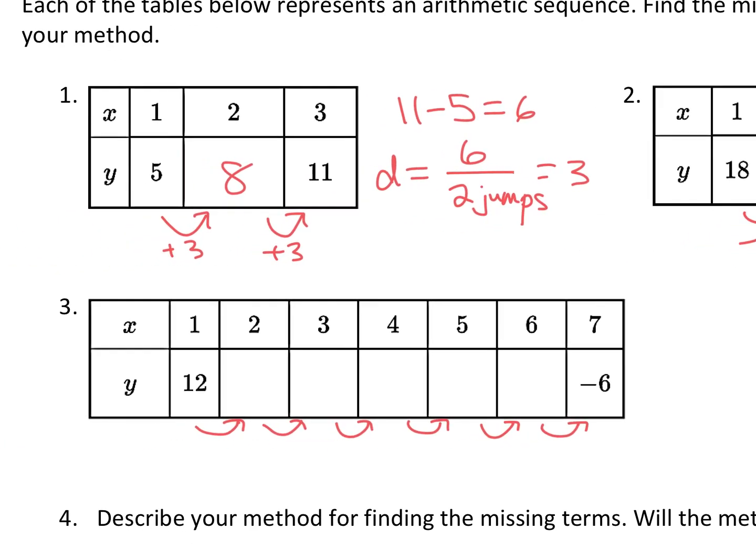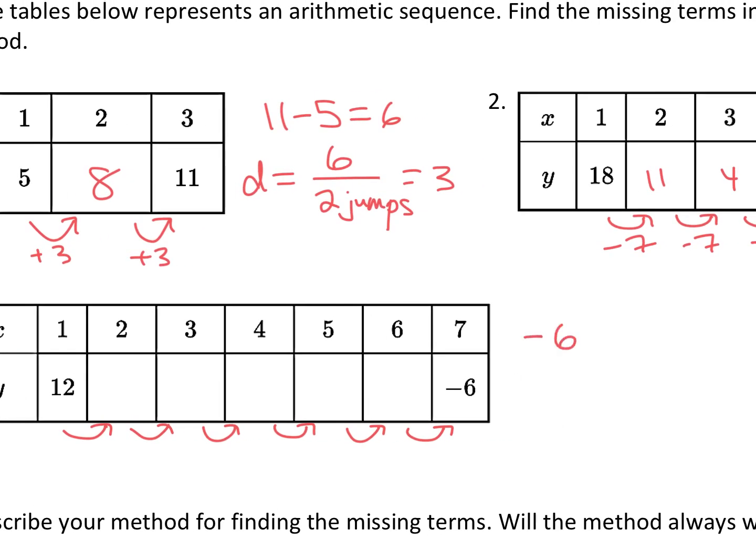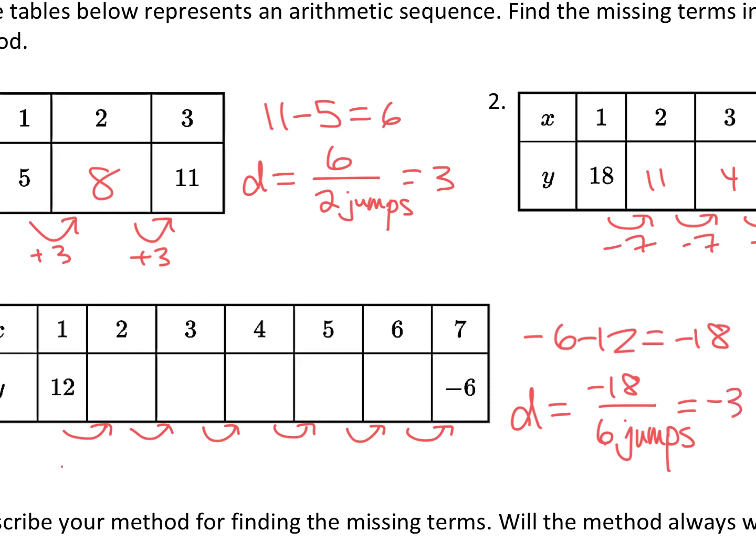So let's focus back on number 3. The 2 numbers that I know are 12 and negative 6. So let's see how far apart they are. Negative 6 minus 12, they are negative 18 apart. So D is going to be that difference between known terms divided by my 6 jumps. So it looks like the jumps are negative 3 each. So minus 3 to 9, minus 3 to 6, minus 3 to 3, minus 3 to 0, minus 3 to negative 3, and then minus 3 to negative 6.